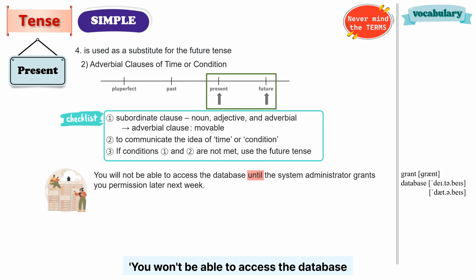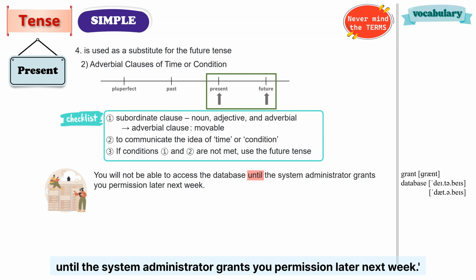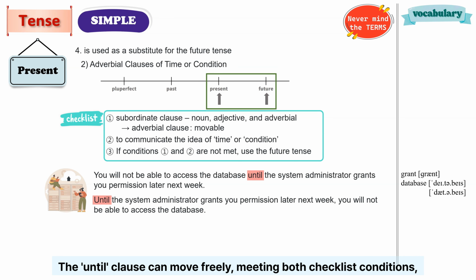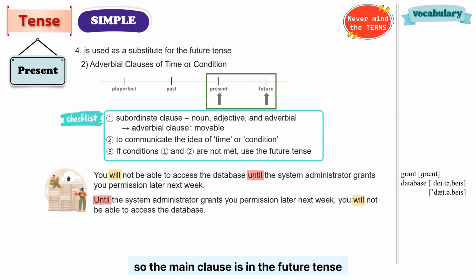Next, you won't be able to access the database until the system administrator grants you permission later next week. The until clause can move freely, meeting both checklist conditions, so the main clause is in the future tense, while the subordinate clause uses the present tense.